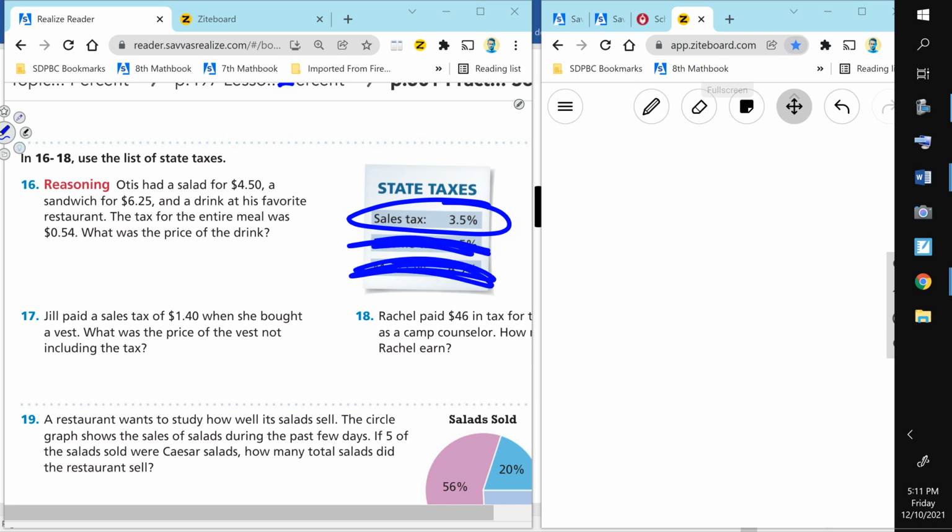Jill paid a sales tax of $1.40 when she bought a vest. What was the price of the vest, not including the tax? So let me think about this out loud, okay? She paid a sales tax of $1.40. The sales tax is 3.5%.